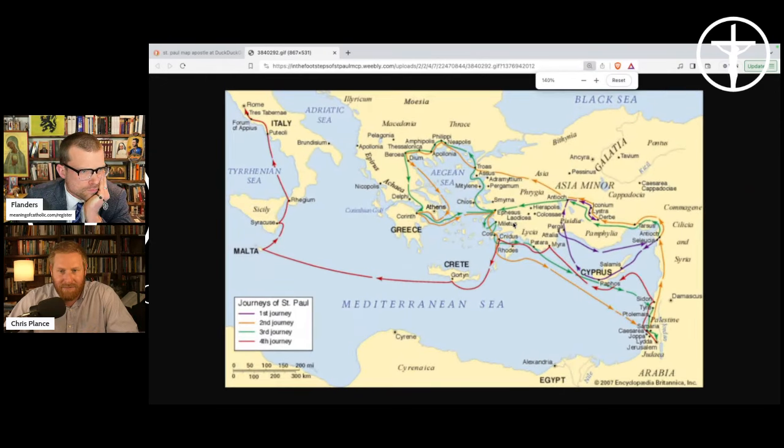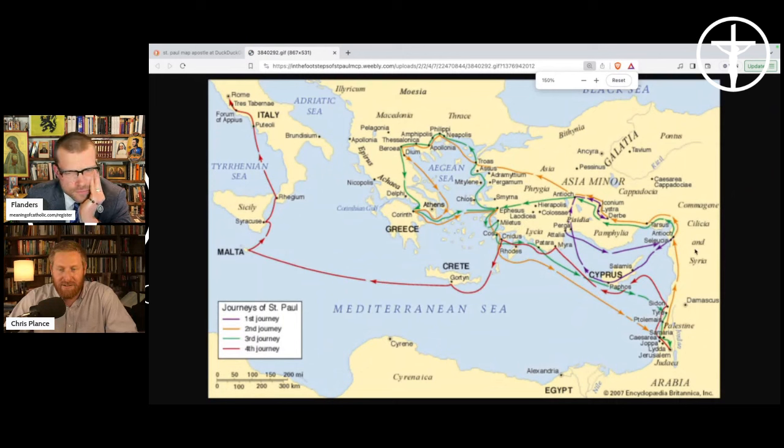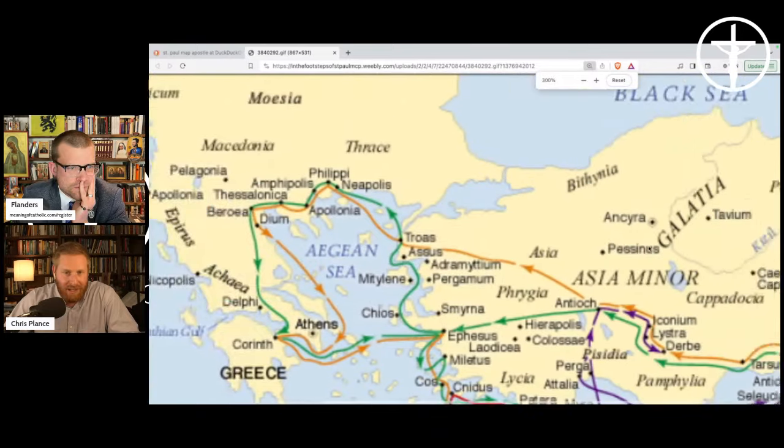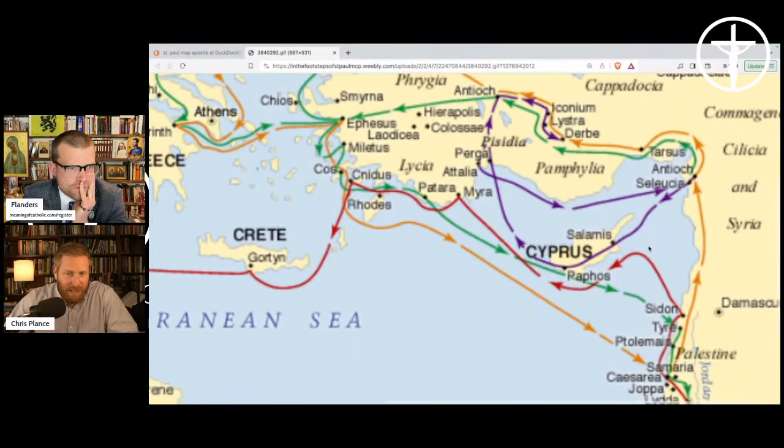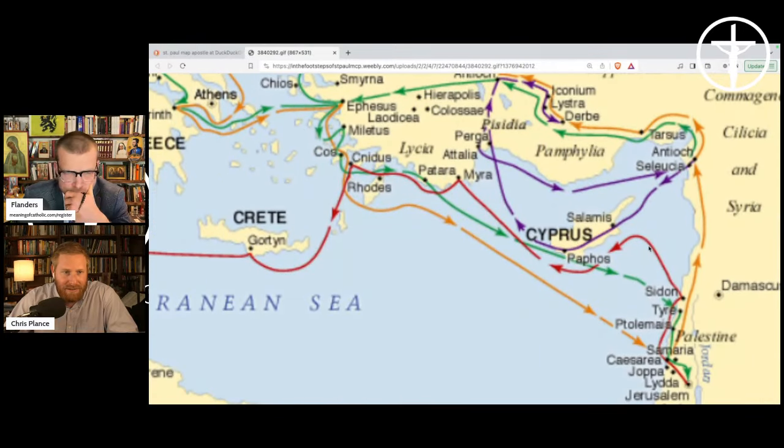Yeah, you can see Tarsus up there in the mid right-hand corner. Tarsus there. So he would drop down and go to Jerusalem to receive formal training. We know that he had studied under Gamaliel, who's a great rabbi of the time, one of the greatest rabbis of the time.